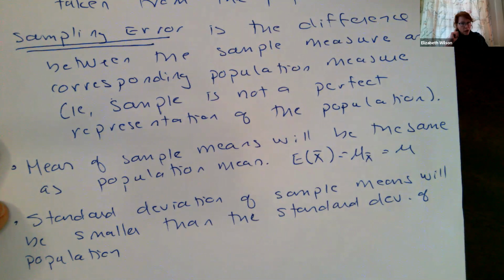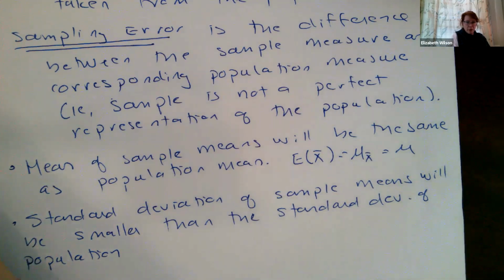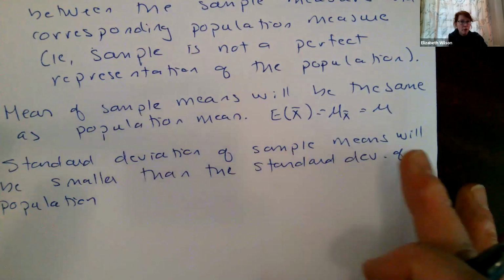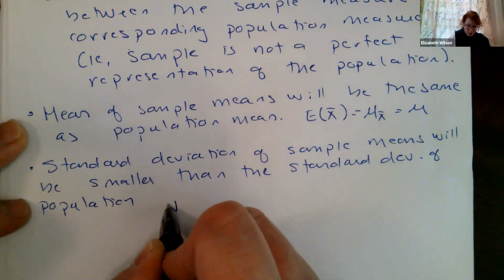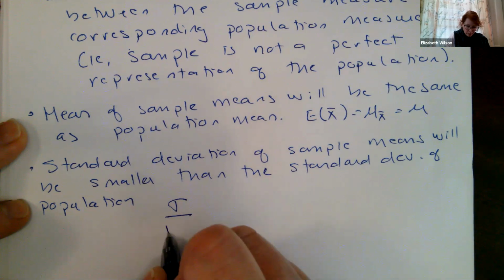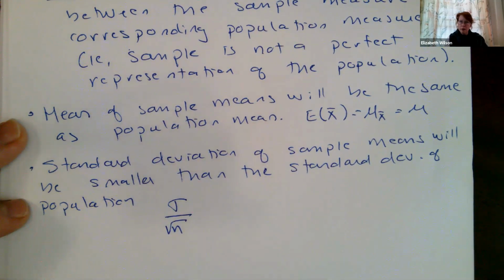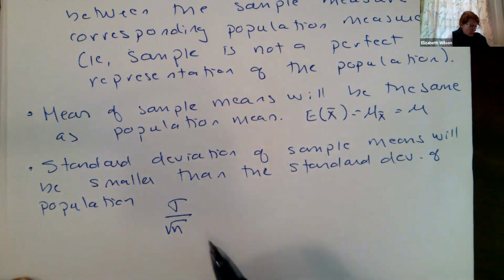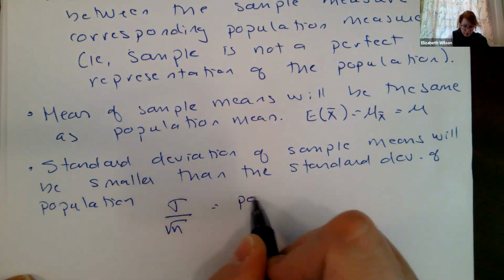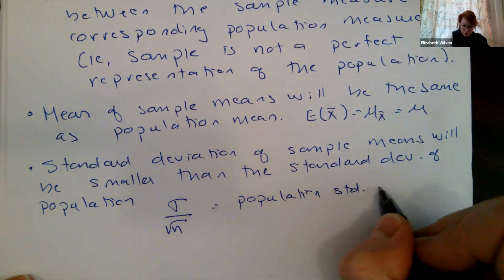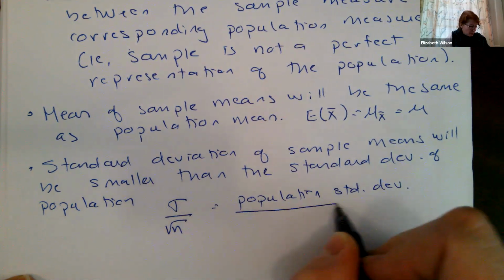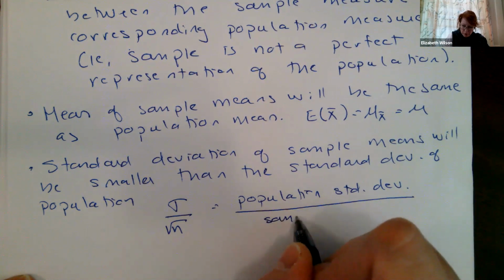So I need to be able to adjust in my calculations. When I go to calculate my normal distribution and my z-values and everything, I need to adjust for the fact that I'm talking about a sample and not a population. So we talk about our standard deviation as being adjusted by the square root of our sample size, n. So population standard deviation divided by the square root of our sample size.